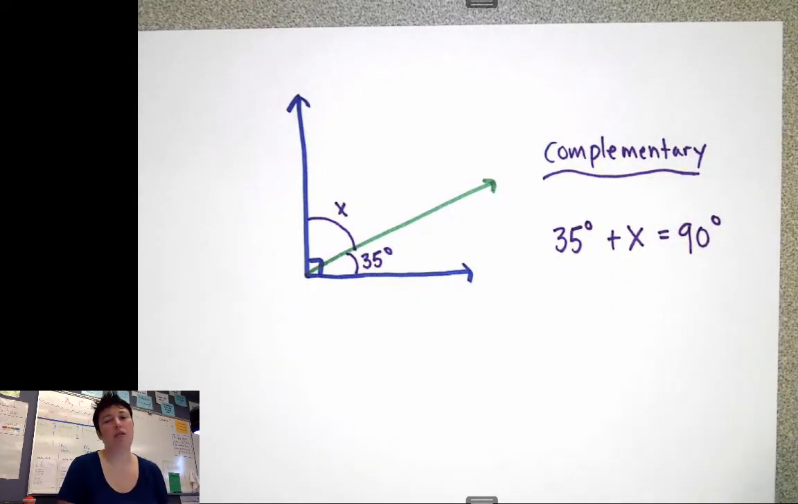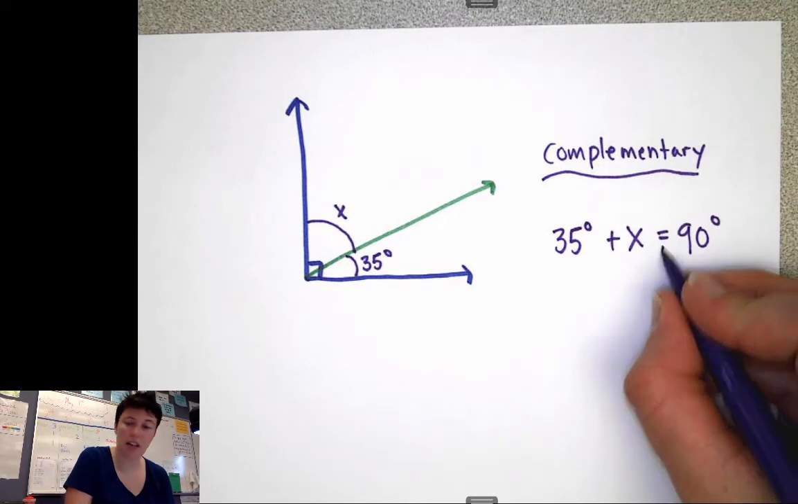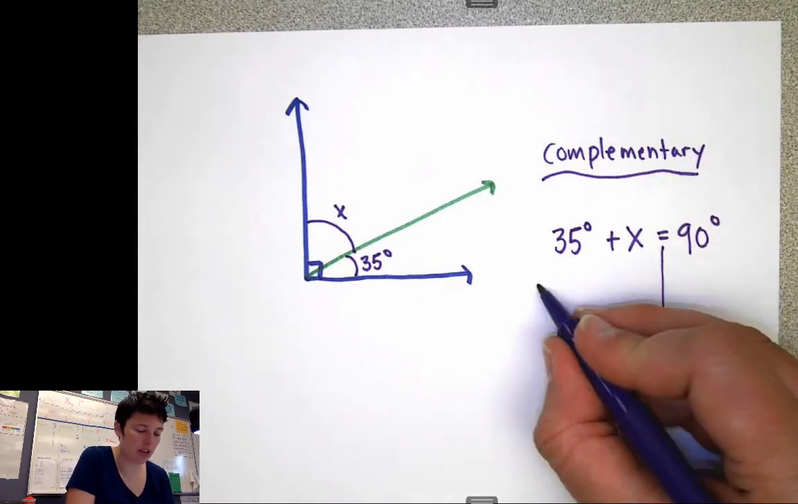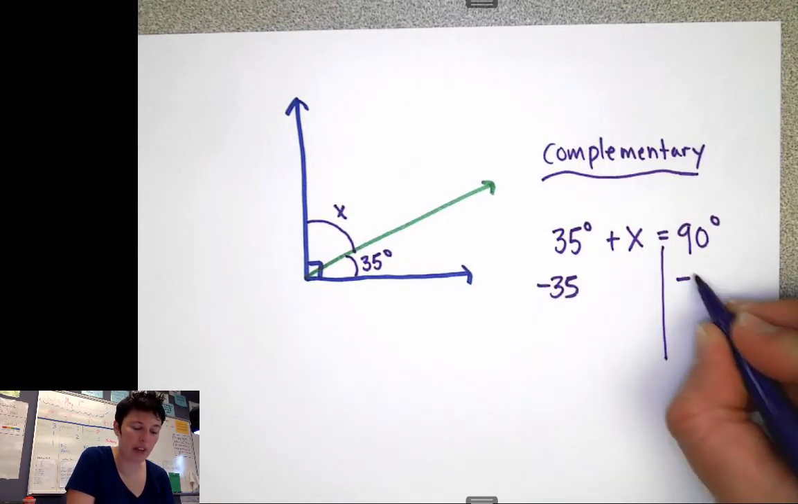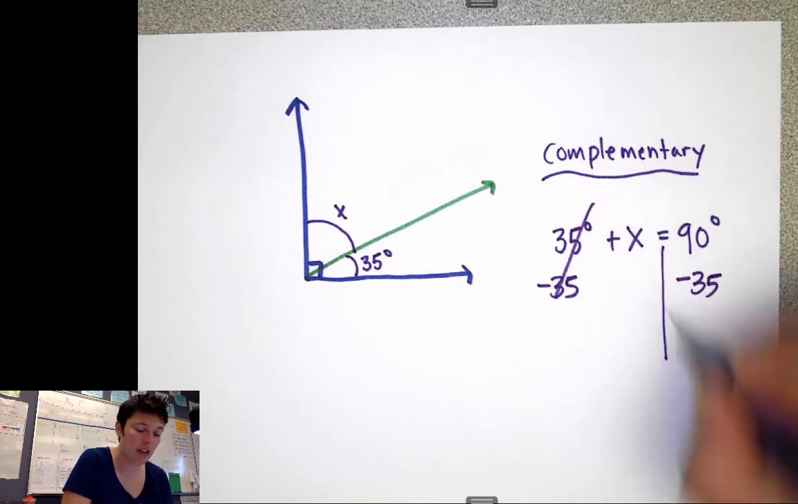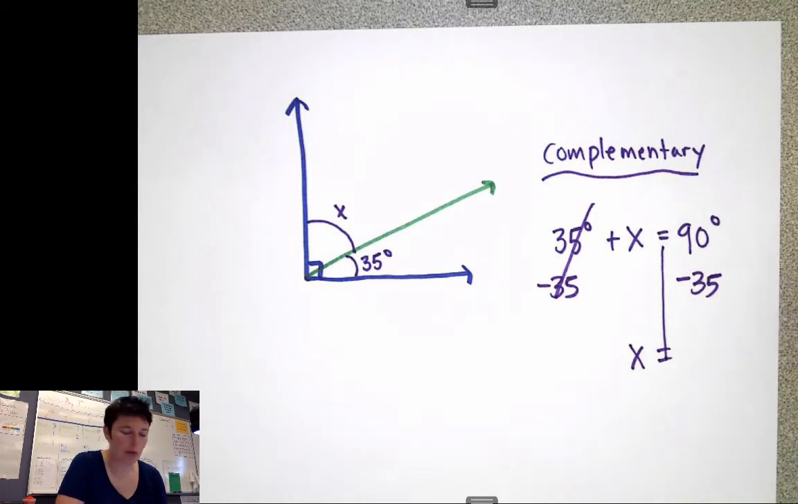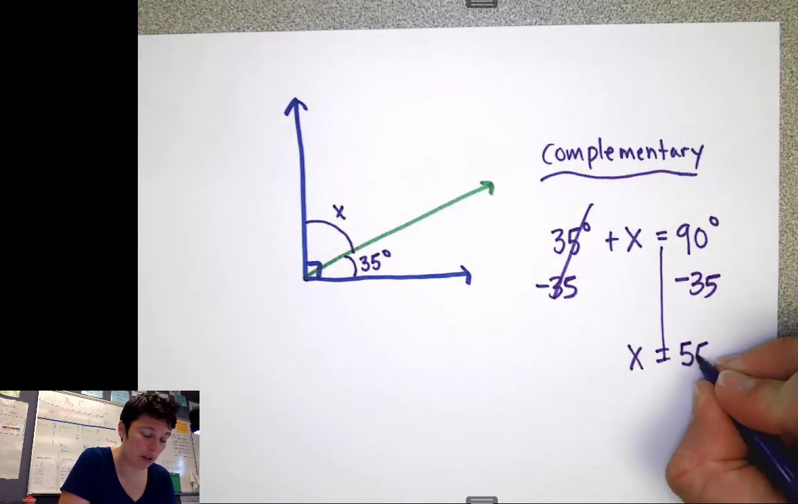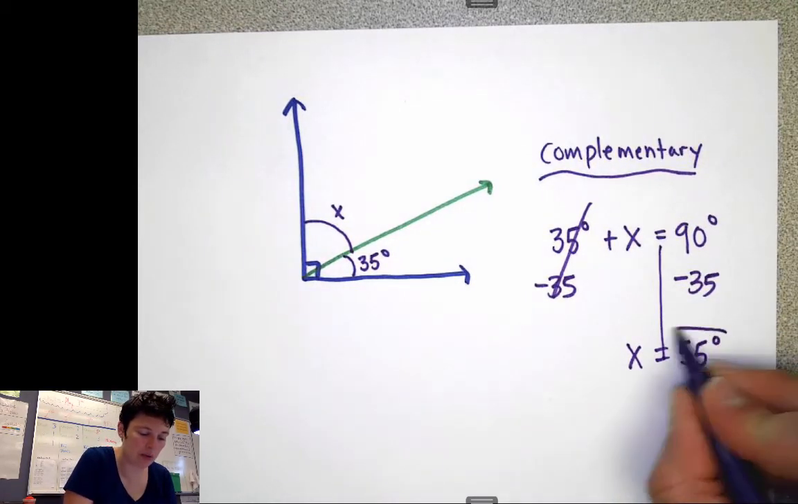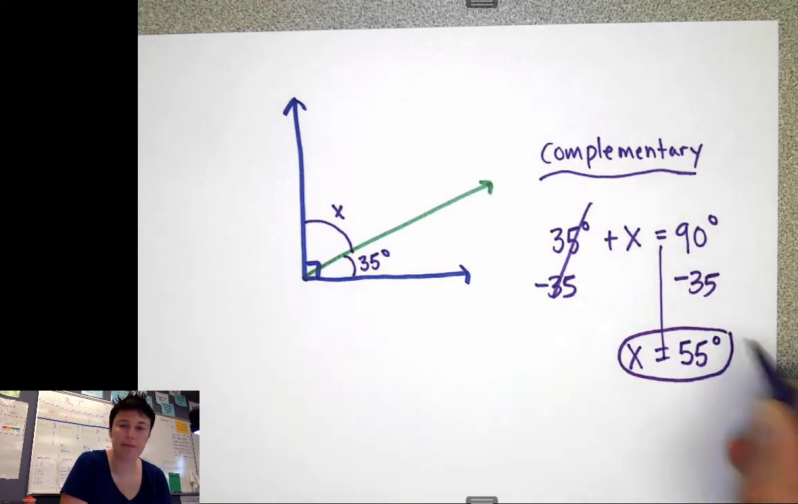That's an easy equation for me to solve. Think about it. Line down the equal sign, I'm going to take the 35 degrees away from both sides, and I'm going to get my answer. X is going to equal 90 minus 35. So what would that be, 55 degrees? So our answer is x is equal to 55 degrees.